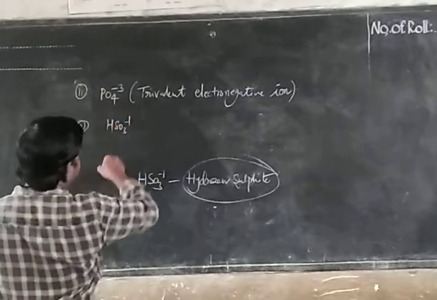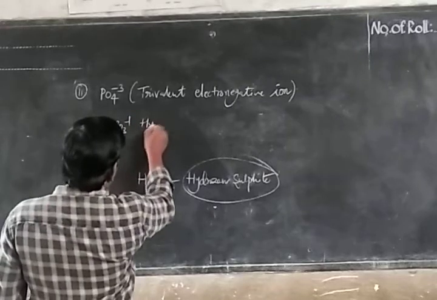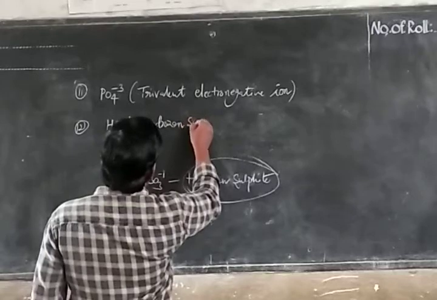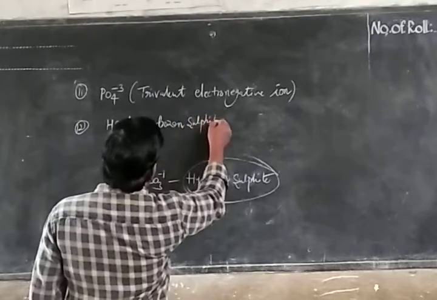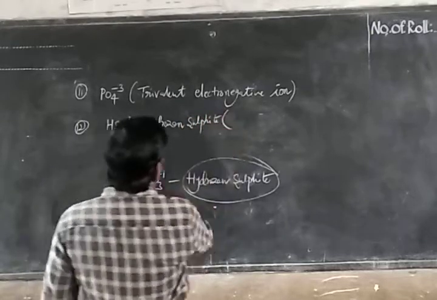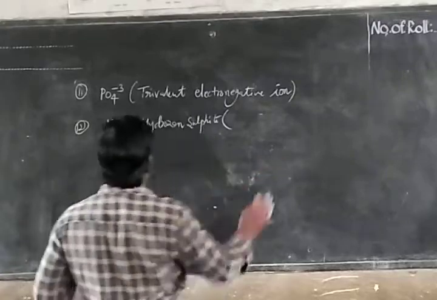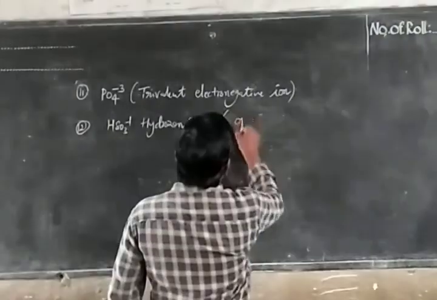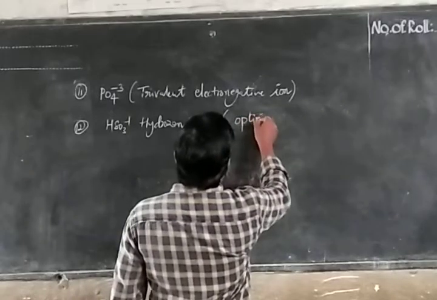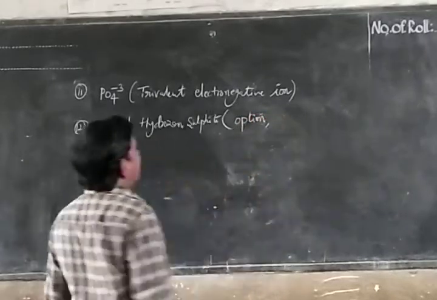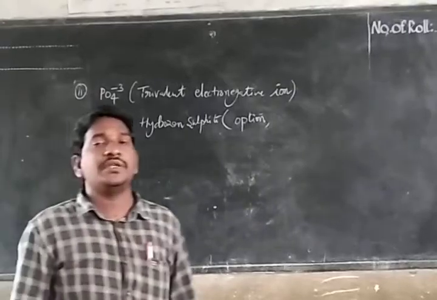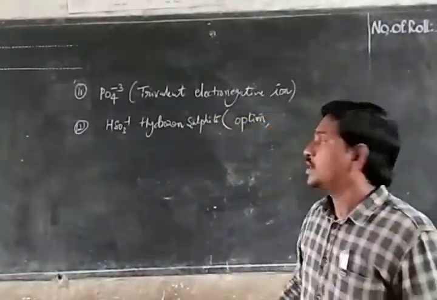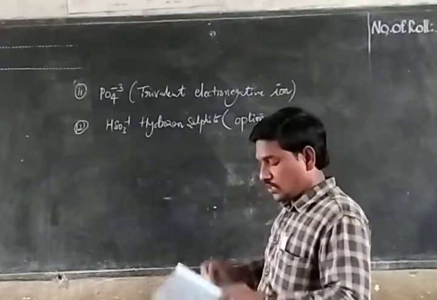12th one. HSO3 minus 1, hydrogen sulfide is wrong. Here option 3. Why? Because statement 1 is true, statement 2 is false. Statement 1 is only true, statement 2 is false.